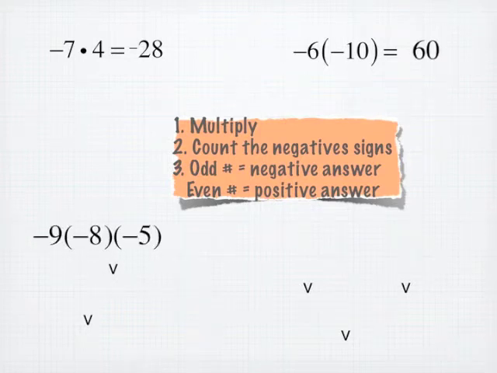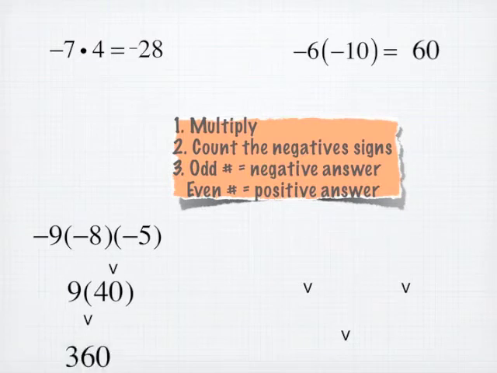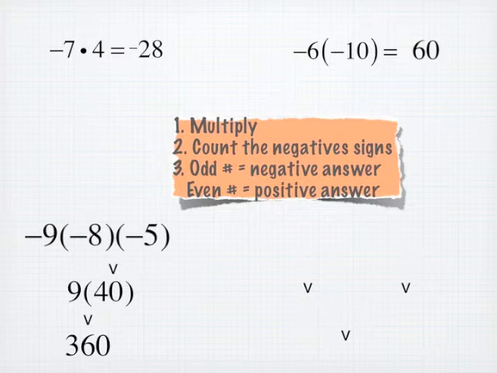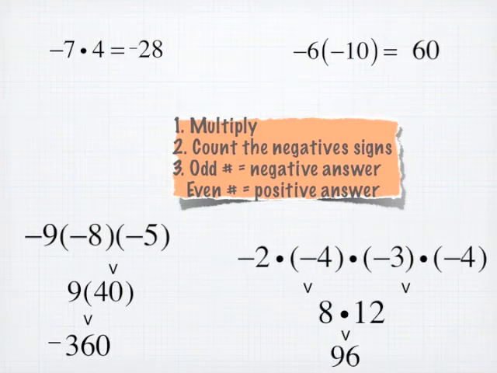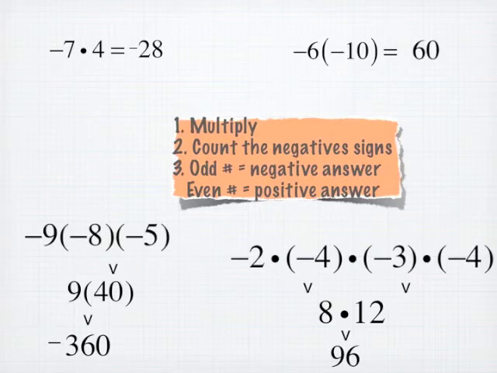How about this one? I'm going to multiply for you, and I get 360. Go back to the original problem and count the negative signs. Your answer is? You've got it. I have an odd number of negatives, so my answer is negative 360. And this? My answer is 96. Go back to the original problem. How many negative signs do you see? Perfect. There are 4 negative signs, so my answer is positive 96. Do you see how counting the negative signs after you multiply will help you be more accurate when you are multiplying more than 2 numbers?